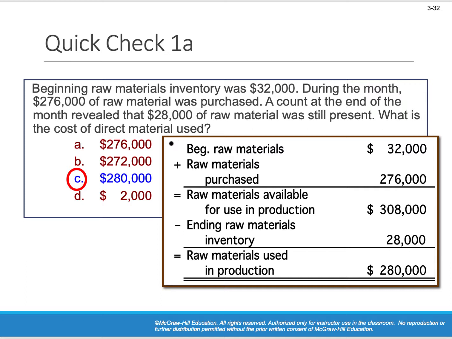Okay. So, do you need to commit this to memory? Well, you could. Or you could visualize, okay, I start with my beginning balance. I add any purchases that were made. The beginning balance and any purchases that were made when added together equal what's available to use in production. I don't know how much I used, but I know how much raw materials I have left at the end of the period. I can subtract out that ending balance. That will tell me how much I used. Okay?